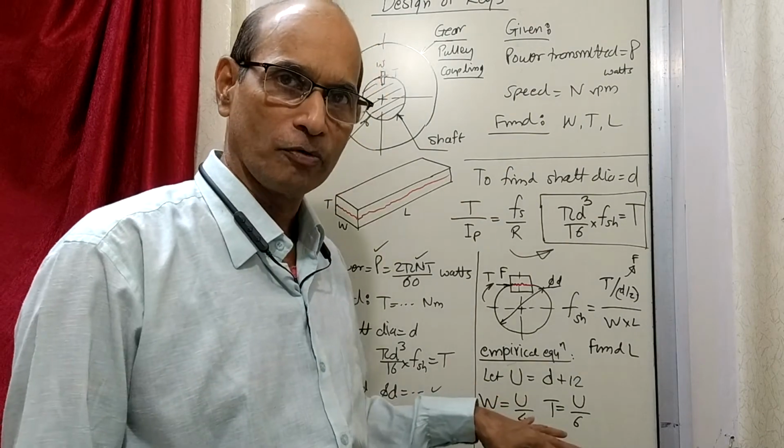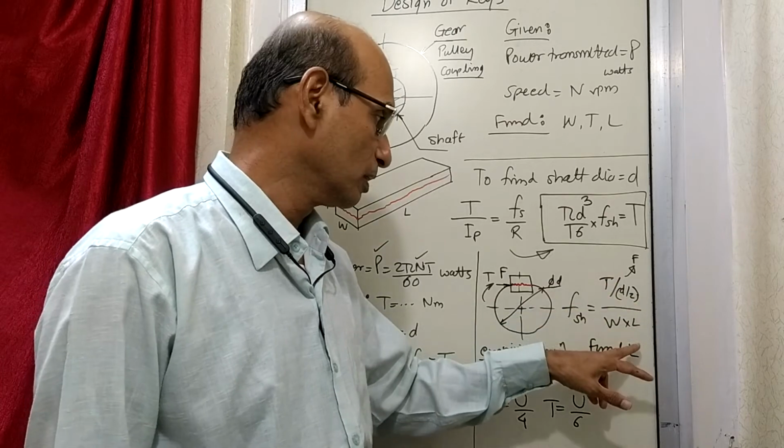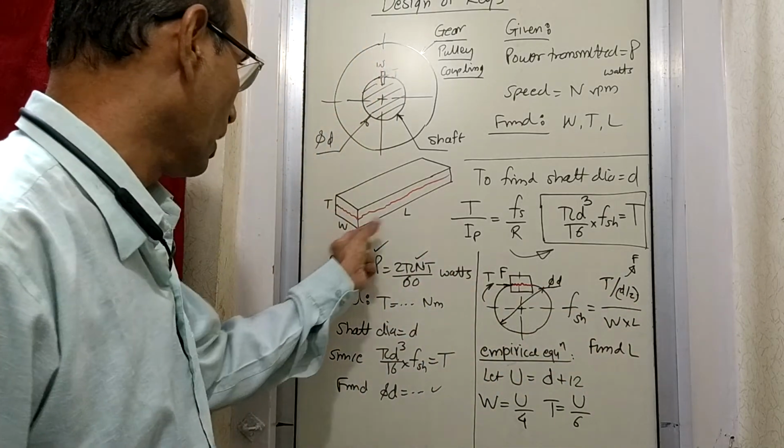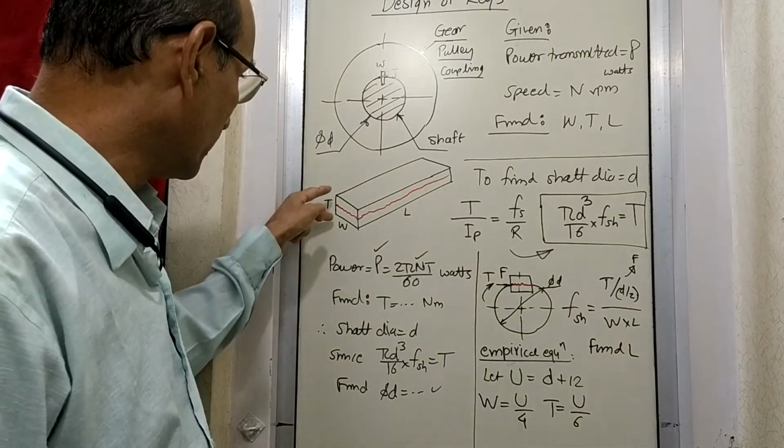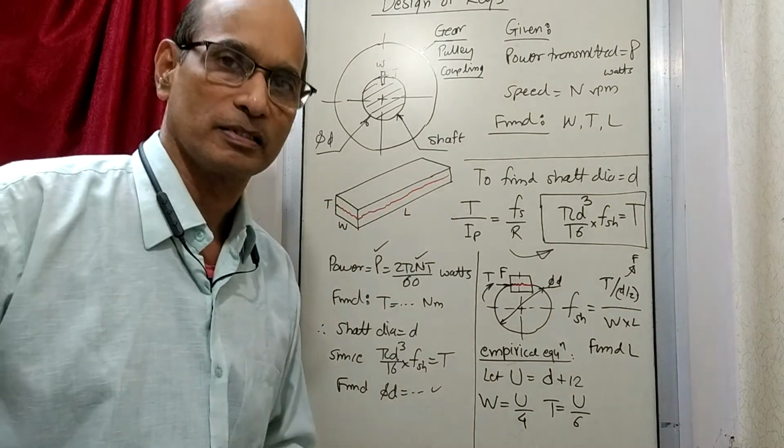Of course you have to round it off, and once you obtain the value of W, put it in this equation and get the L. So W and L is decided. Now what is remaining is T. Now how are we going to decide T? That is the next thing.